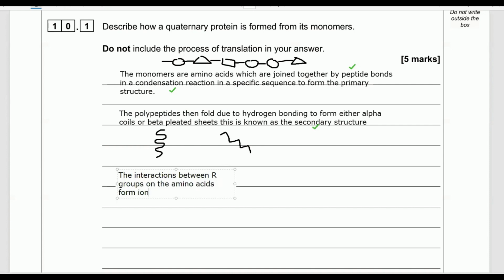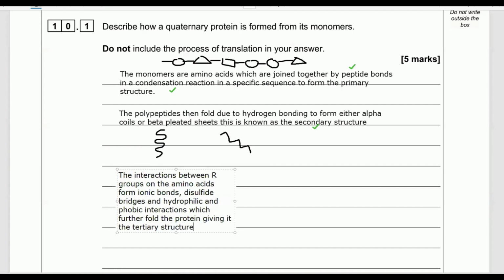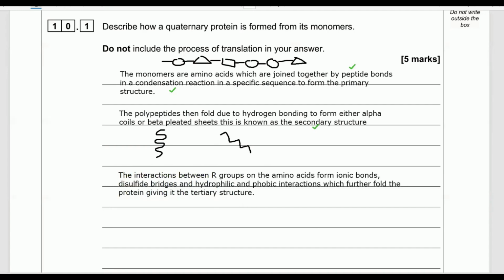Super duper. Now, how does the tertiary structure form? Well, we get interactions between the different R groups. So my triangle will have a different R group to my square or my circle amino acid. Depending on the R groups, you might get ionic bonding or covalent bonding like disulfide bridges, or you might get hydrophilic and hydrophobic interactions. This further folds the polypeptide, giving it a tertiary structure. Of course, if it isn't a quaternary protein, then the final 3D shape is determined by the tertiary structure, because you just have one polypeptide and all of that bonding creates the final 3D shape.